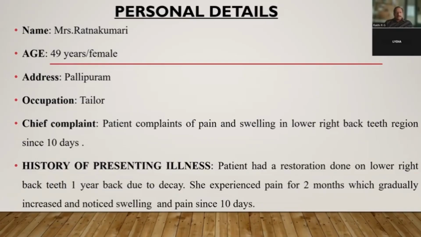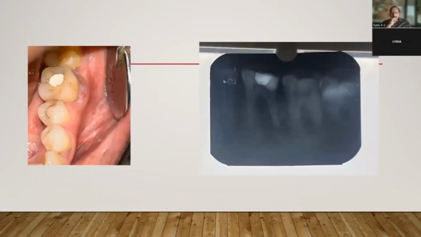Okay. The patient had a restoration done on the lower right back tooth 1 year back due to decay. She experienced pain for 2 months, which gradually increased, and noticed swelling and pain since 10 days. Can we see the clinical picture? So this was the initial visit. There was an indication of a periodontal abscess. Any other clinical picture from any other angle?